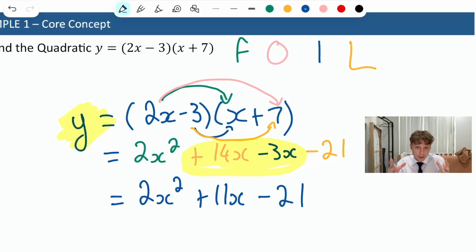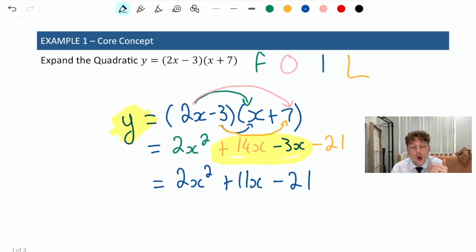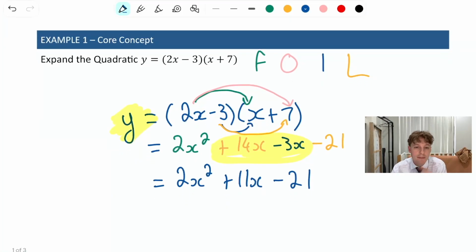Now, the training wheels approach is to use FOIL: the first two terms, the outside two terms, the inside two terms, and the last two terms. That would be how I would recommend going about expanding our brackets. As we get a little bit quicker at this, we can do a little bit more in our head, we can get to our answer a little bit faster, but if we're starting out with quadratics, this is how we expand brackets. I recommend the acronym FOIL. We're going to go away from FOIL later in the topic, but for beginners, for the very beginning, I think FOIL works fantastic.